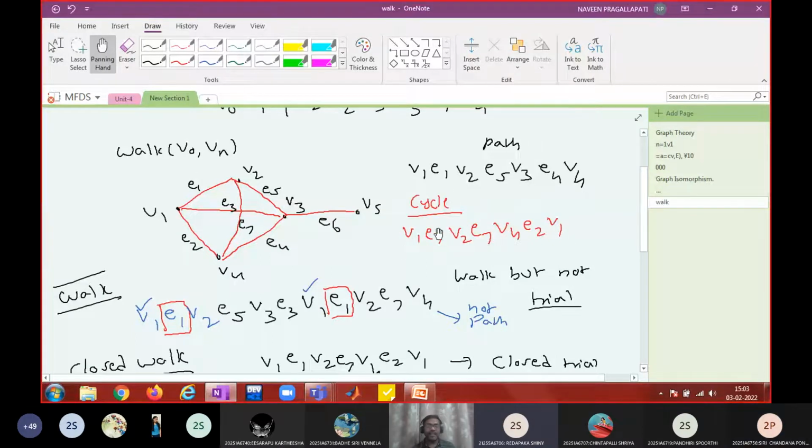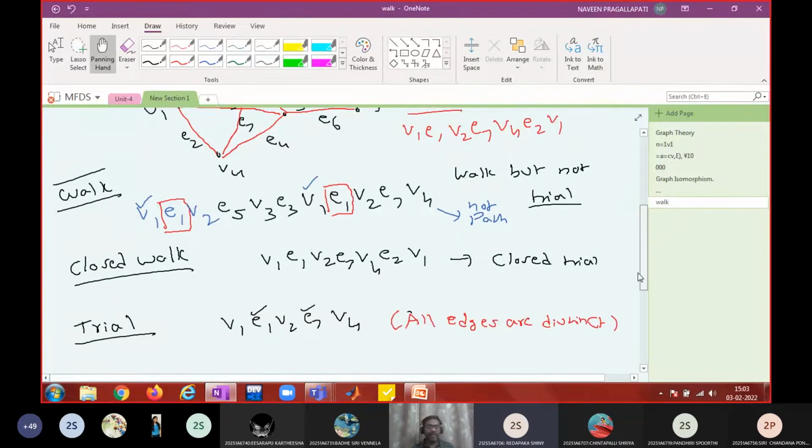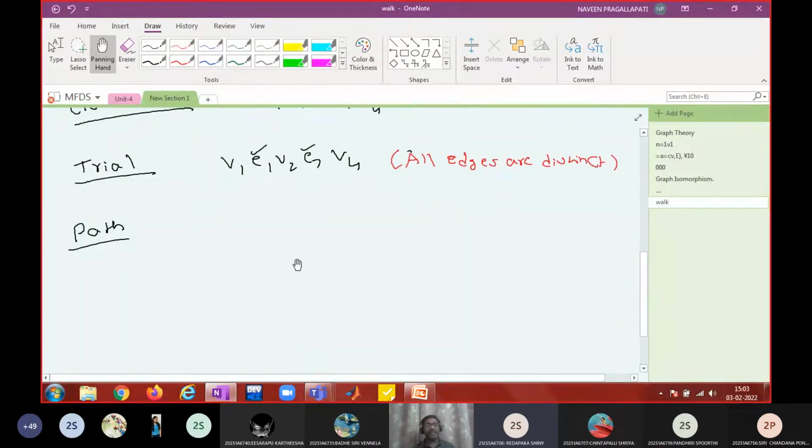A closed path means that, except initial and terminal, all the remaining vertices are distinct. So that is said to be a cycle. Now this cycle can be classified into two types: even cycle and odd cycle. What is an even cycle? What is an odd cycle?